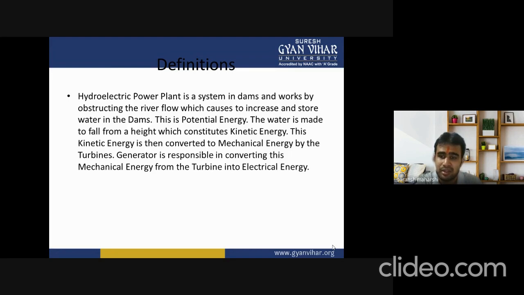In other words, in physics, potential energy is the energy held by an object because of its position relative to other objects, stress within itself, its electrical charge, or other factors. These types of energy are also called potential energy. And both kinetic energy and potential energy are required and act together in a hydroelectric power plant.